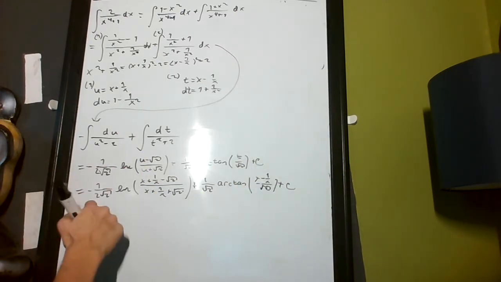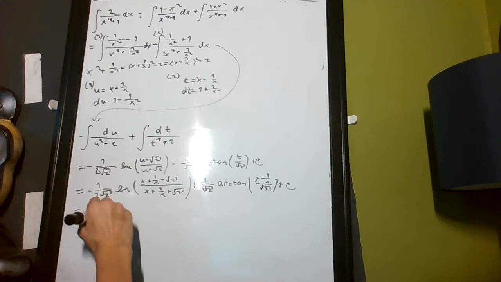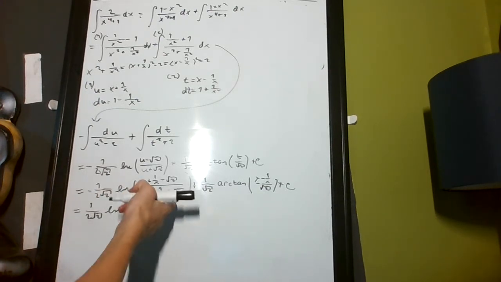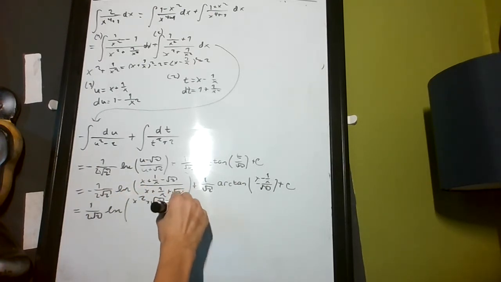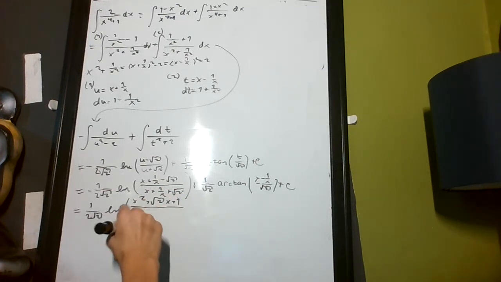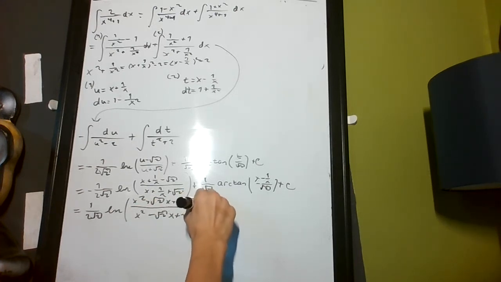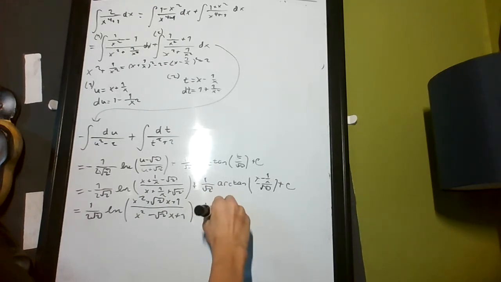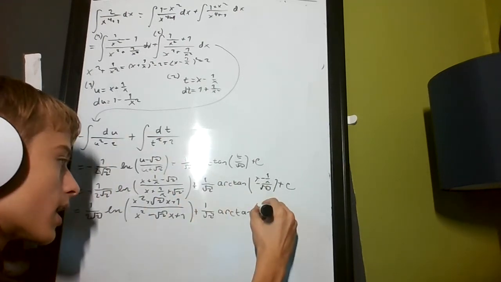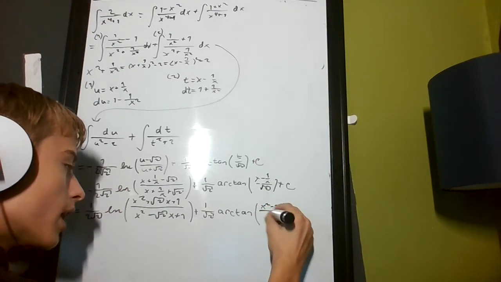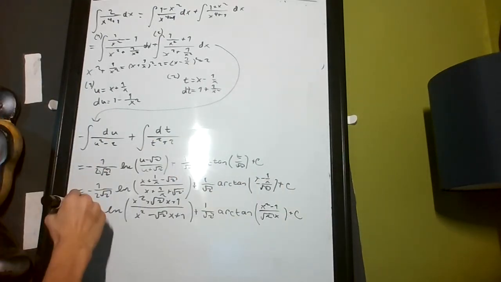I'm going to simplify this, bring that negative in, so you do the reciprocal. So then I'm going to have 1 over 2 root 2 natural log of, multiplying the top and the bottom by x, (x squared plus square root 2 x plus 1) divided by (x squared minus square root 2 x plus 1), plus 1 on square root 2 arctangent of, multiplying the top and the bottom by x, (x squared minus 1) on (square root 2 x), plus c. You can simplify this further, but this is the furthest I'm going to go.